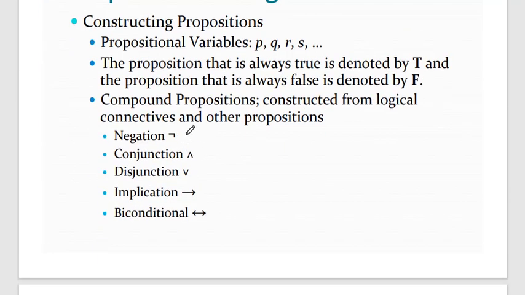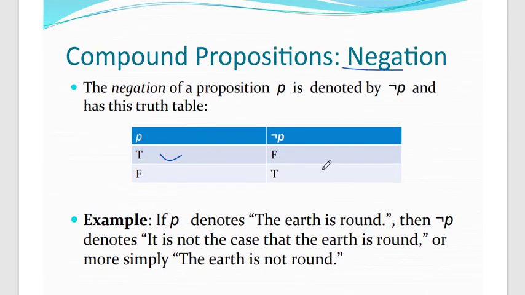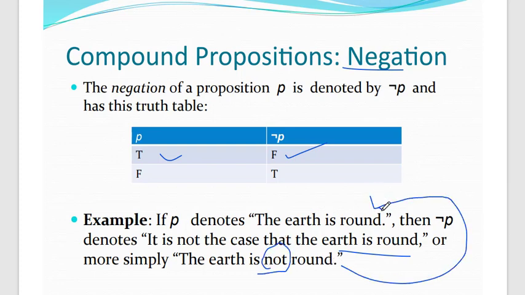There are compound propositions like negation, denoted like this, or you can also write it like this. Conjunction and disjunction, V shape, or implication arrow, and biconditional double arrow. So what is negation? If one is true, then its negation is false. The earth is round. It is not the case that the earth is round, or the earth is not round. If the earth is not round, then its negation is the earth is round. If it's false, then its negation will be true.